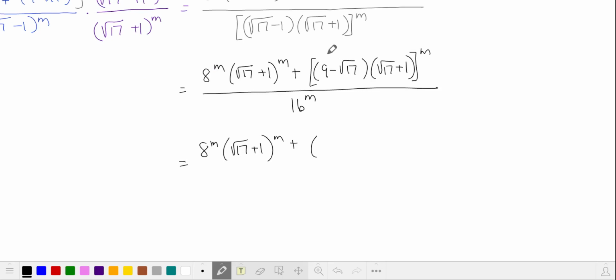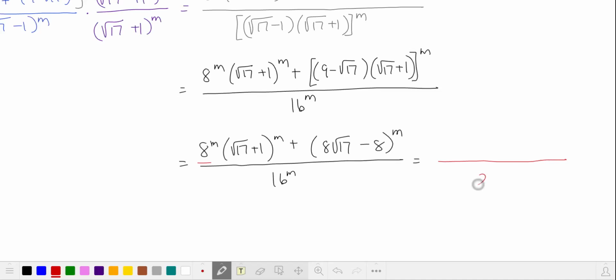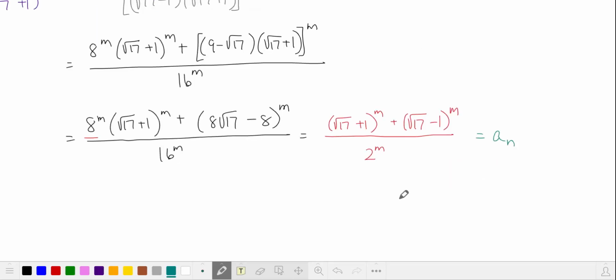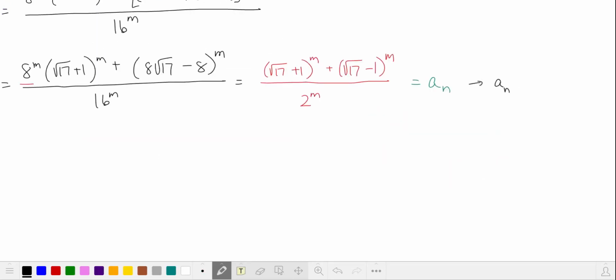Here we have 9 root 17 minus root 17 is 8 root 17. And then we have 9 minus 17, which is minus 8. That's great news because now we have a common factor. We'll be able to pull out 8 to the m power from this term, and then we have it in this term as well. So canceling with the denominator leaves us with 2 to the m, and this is our new expression. Again, we're looking for these terms that are integers, so let's expand these binomials.